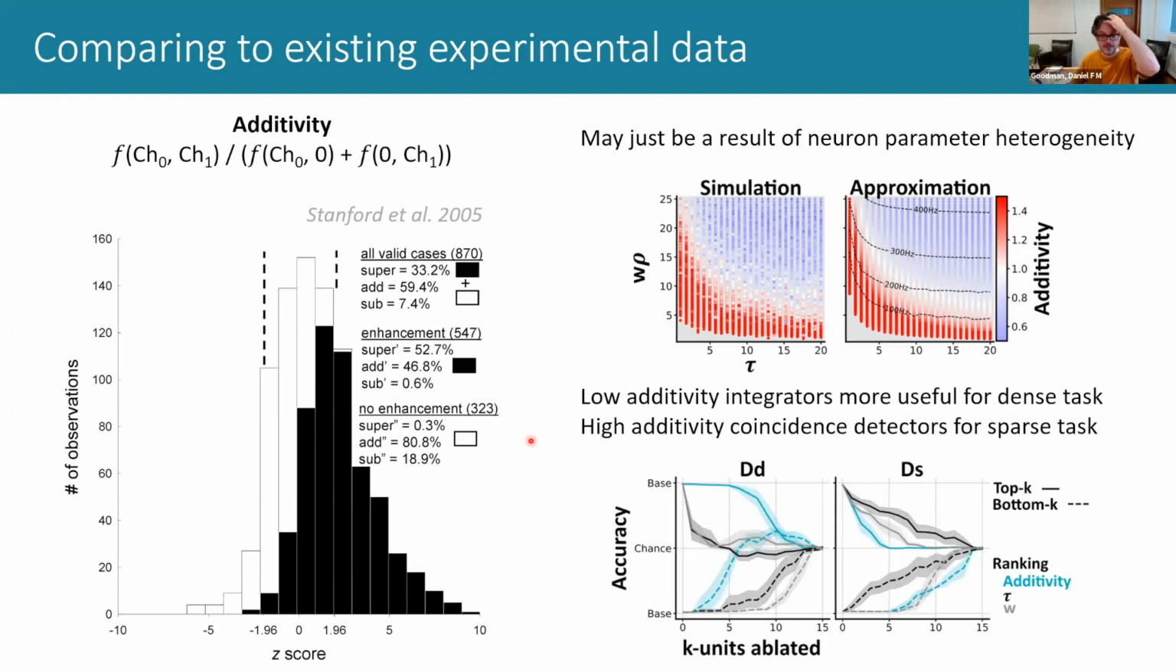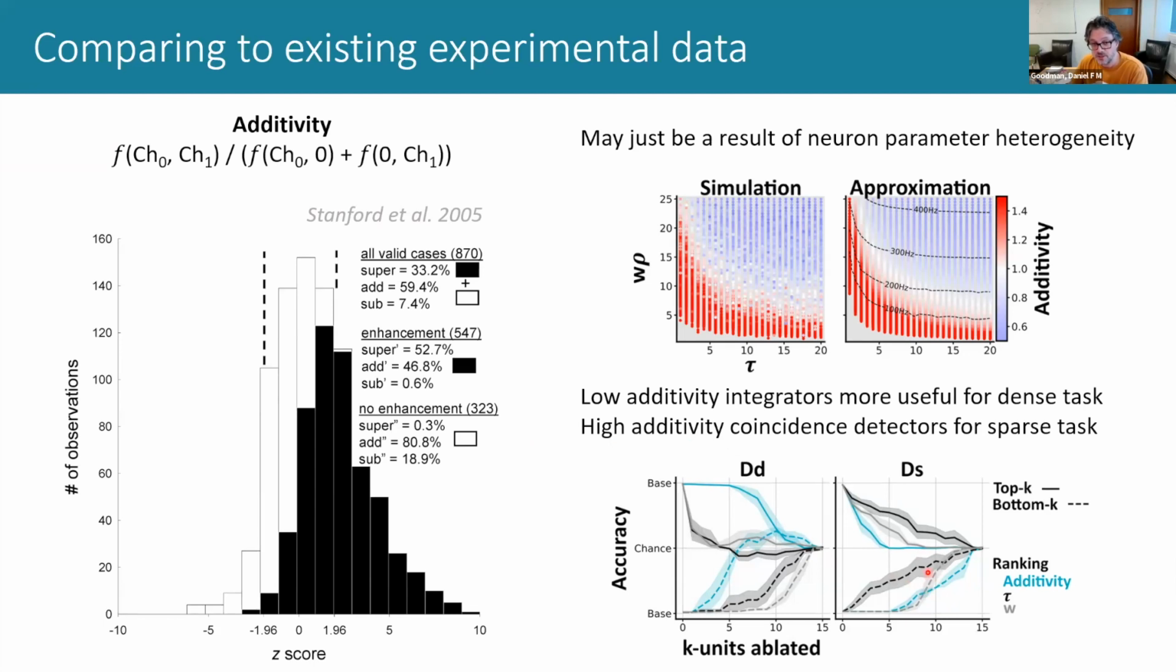Essentially, if we train different versions of the task, so this is the dense version of the task, and this is the sparse version, and we order the neurons by their additivity, and we delete the first k of those units, or the last k of those units, we can see how much it depends on having low or high additivity in the network. This picture is kind of hard to read, but the conclusion is that in the dense task, having low additivity units is important, and in the sparse task, having high additivity units is important.